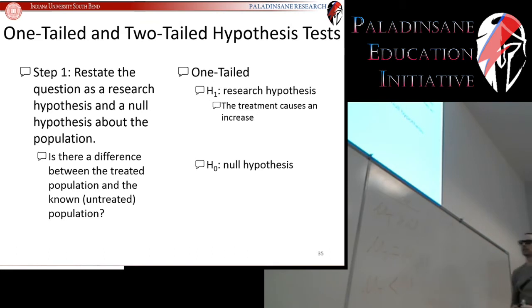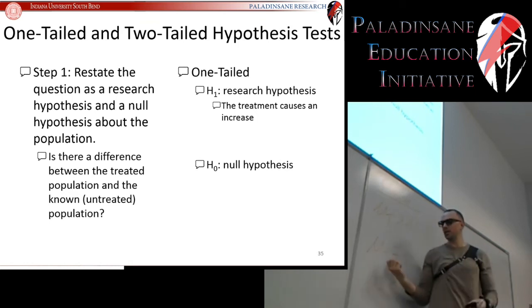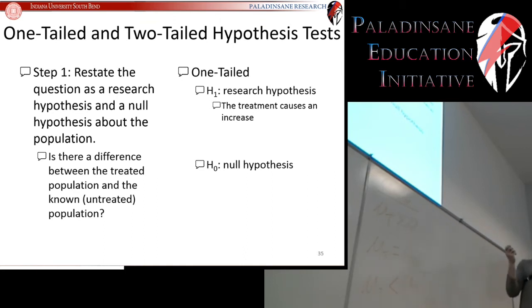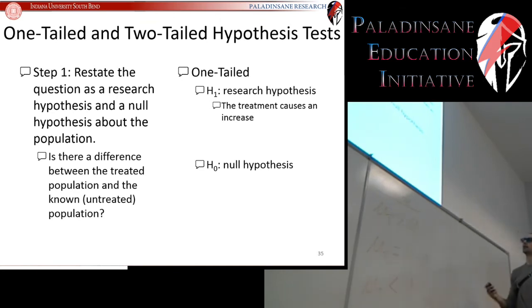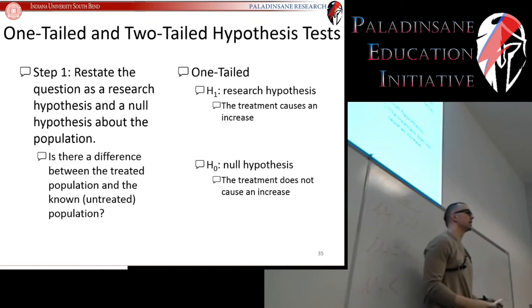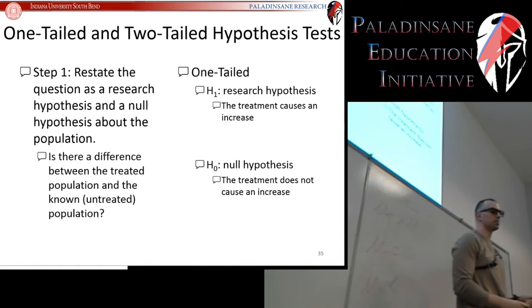Your null hypothesis, and I'll just give you a warning here, your book, I can't exactly remember how it does this. It might stick to the equals one, so just be aware of that for your homework. That's not entirely correct. The research hypothesis is that your treatment causes an increase. Your null hypothesis has to be everything else. It has to be the complete opposite of your research hypothesis. Your null hypothesis has to be that your treatment does not cause an increase. So does not cause an increase is the complete opposite to causes an increase, right? It's everything else that could possibly happen.